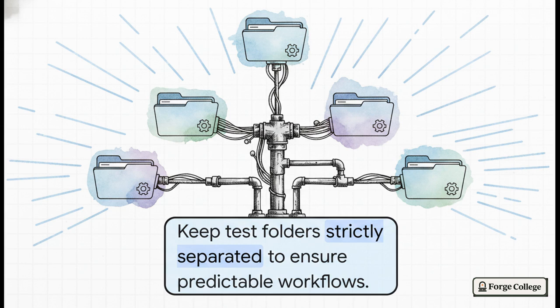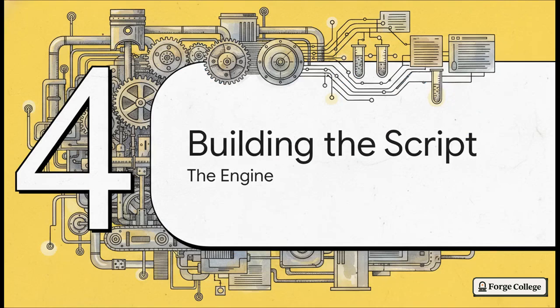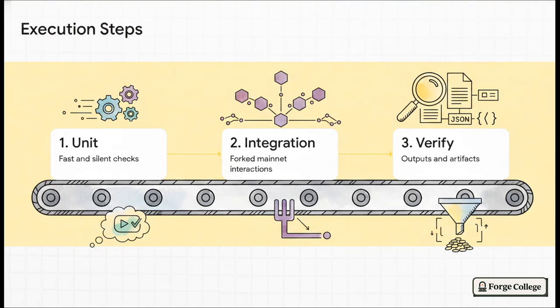Keep them separated. Doing that keeps your workflow completely predictable. Next up, Section 4, building the script. The engine. This is where the magic happens. We are going to compose a repeatable bash script that acts as the engine, executing our steps in strict sequence.